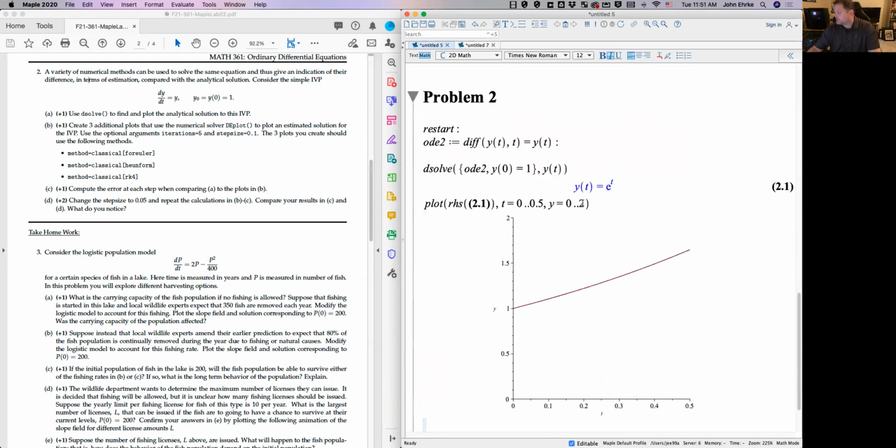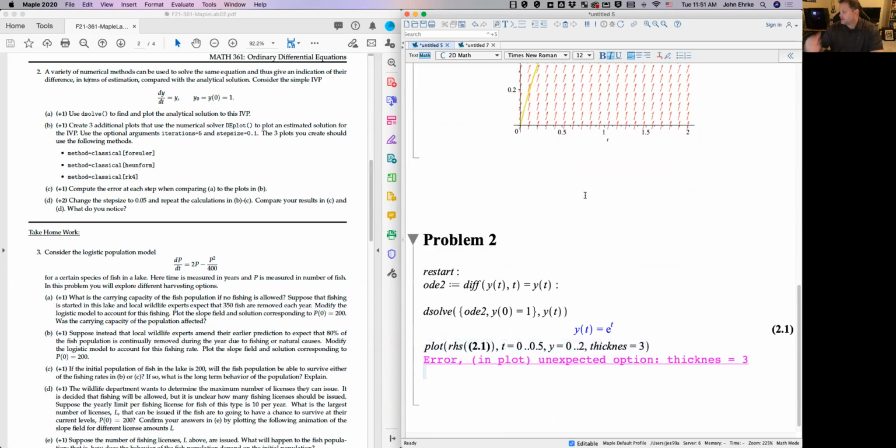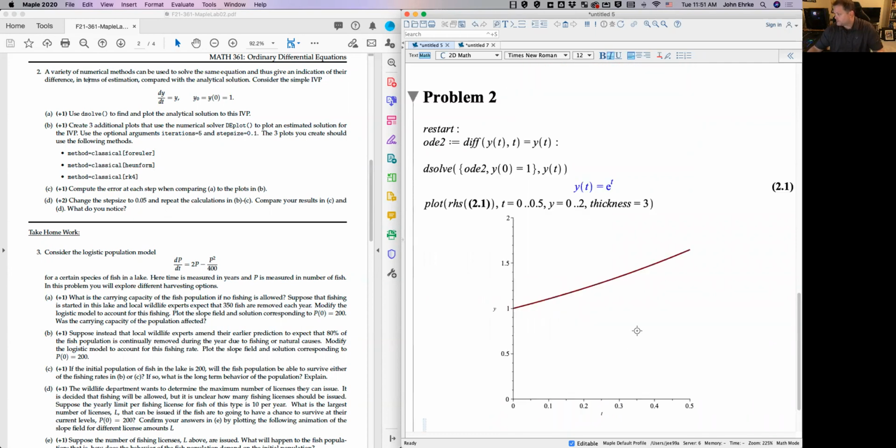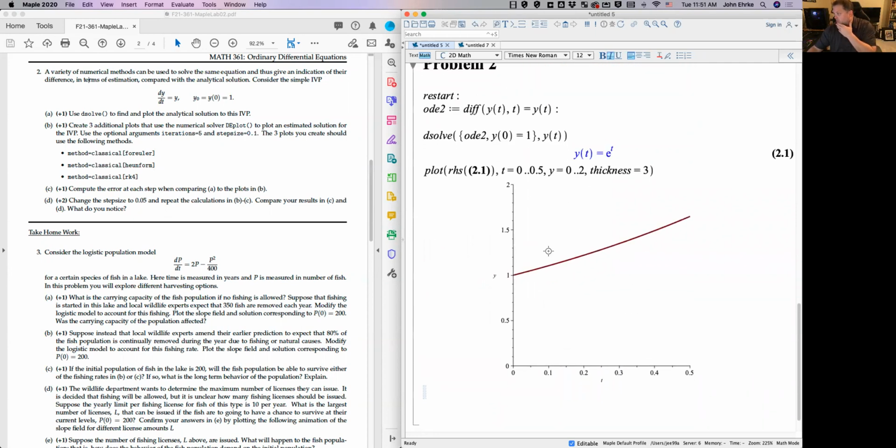So there's the actual solution. There's not much interesting going on there, but we're going to compare it to the actual answer coming up. So this is part A for that problem. There's nothing too difficult for part A.